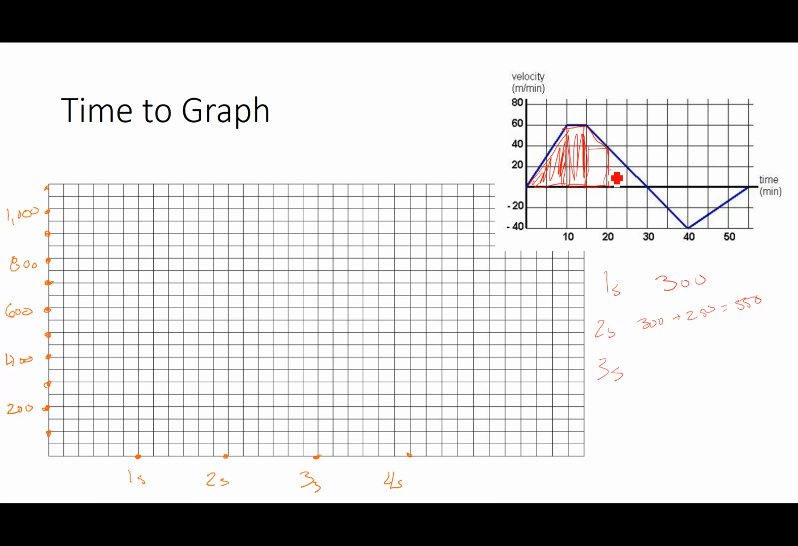So again, 3 seconds. Now I'm just looking at this triangle here. So that's a full block, 2 half blocks, is 200. And now I have a negative area for this section down here. So 4 seconds, now I'm going back 200.